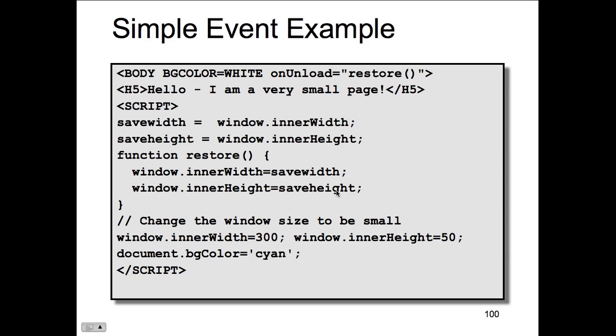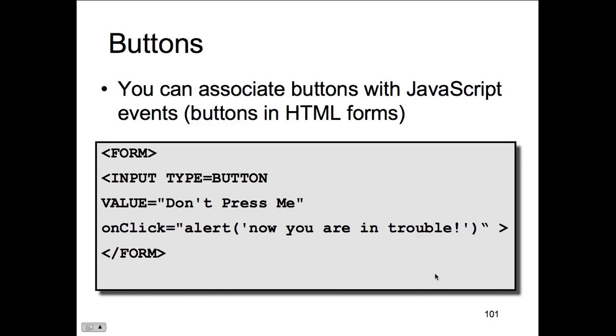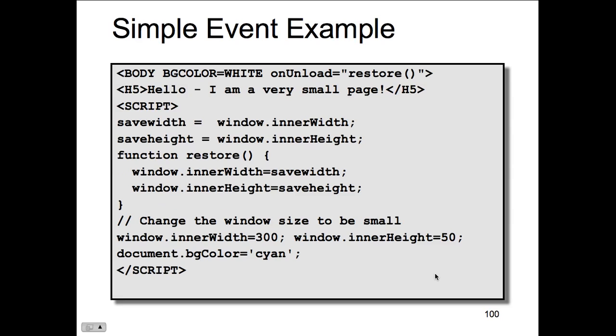So change the window size to be small. Window.innerWidth is equal to 300. Window.innerHeight is equal to 50. Document.bgColor is going to be cyan. And then on the button, so this is the code here. Basically what we're going to do is open up a window. When the window opens up, it's going to take the current height and width and save it. And then there's a function defined here that's going to say restore. And when we call restore, it'll restore the window after we've resized it.